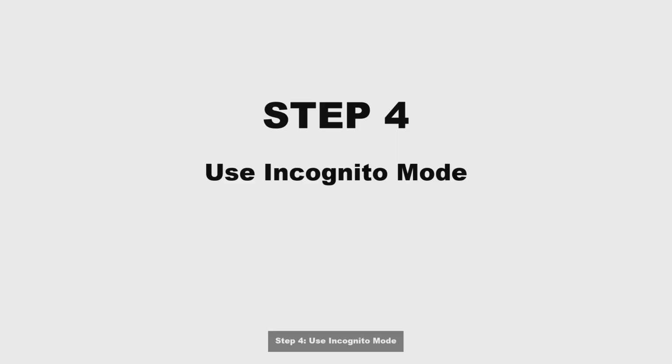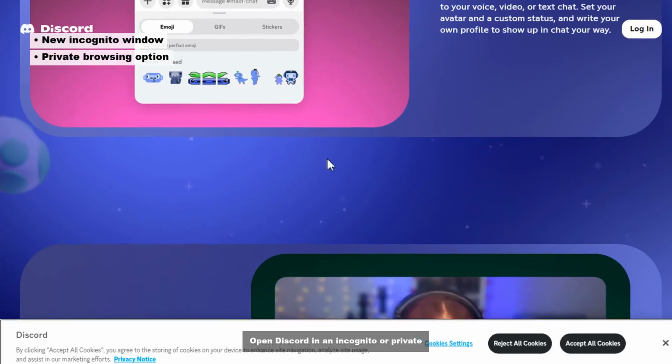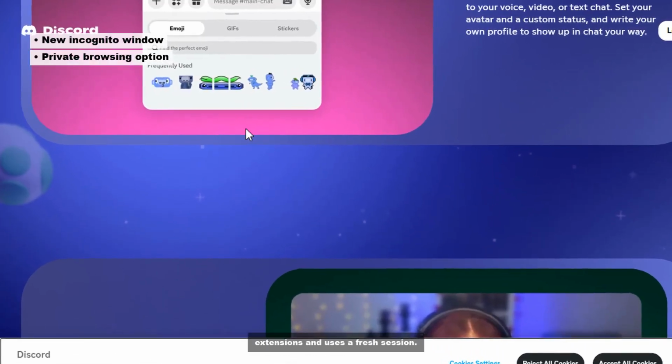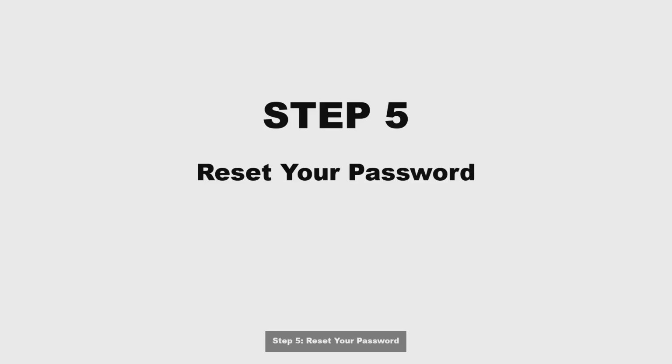Step 4. Use incognito mode. Open Discord in an incognito or private browsing window. This mode disables extensions and uses a fresh session. Step 5. Reset your password.